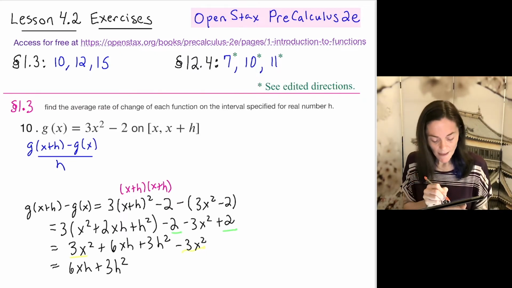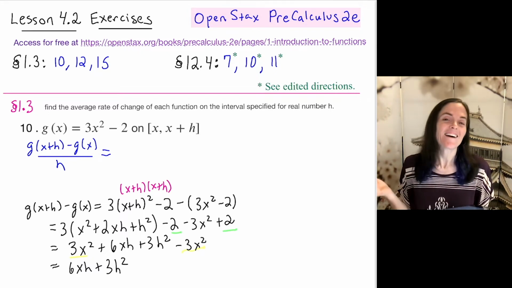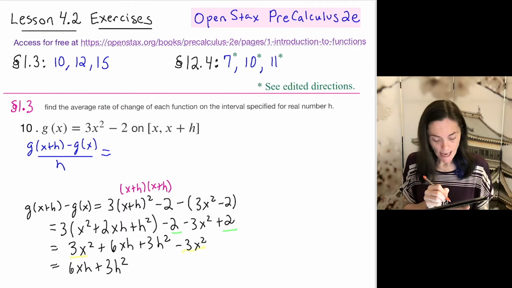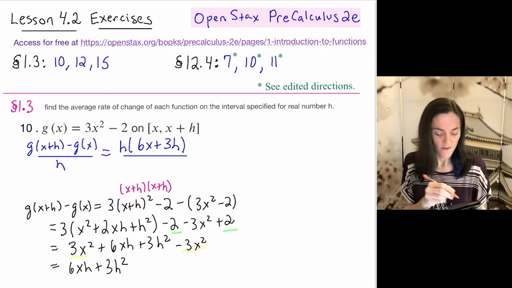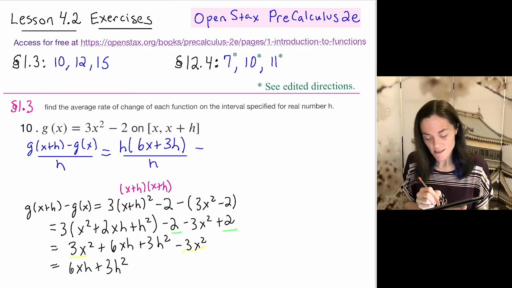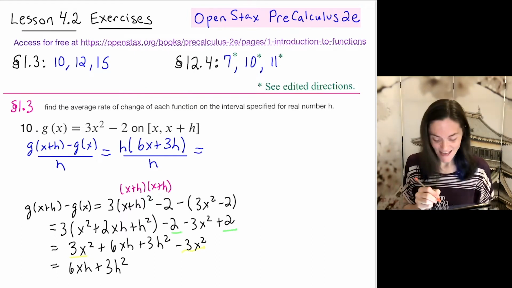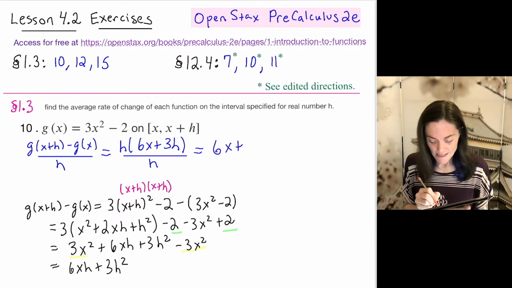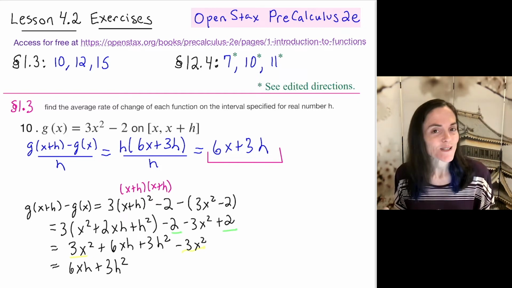Now, let's go back here. This numerator, we have just calculated and simplified. This is h times 6x plus 3h. Now, we have divided by h. The h over h is 1, and we have 6x plus 3h. This is our average rate of change on the interval x to x plus h. This is our difference quotient here.